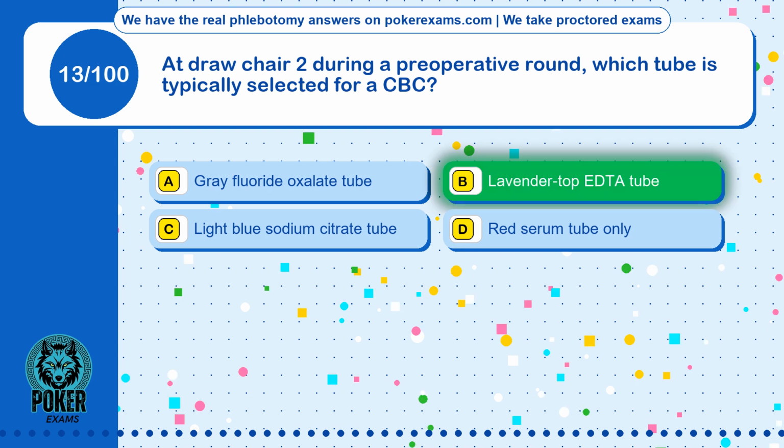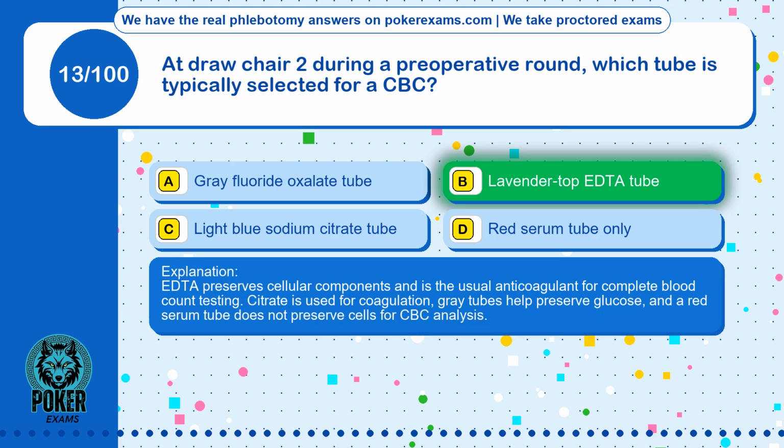The correct answer is option B, lavender top EDTA tube. EDTA preserves cellular components and is the usual anticoagulant for complete blood count testing. Citrate is used for coagulation, gray tubes help preserve glucose, and a red serum tube does not preserve cells for CBC analysis.